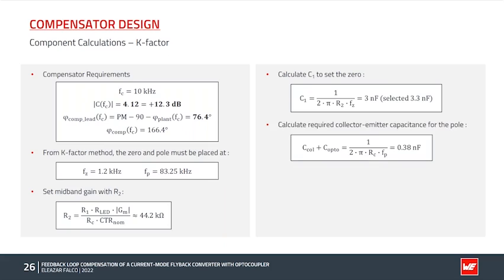The required compensator output capacitance to set the pole at 83.25 kHz is 0.38 nanofarad. So if the collector emitter parasitic capacitance of the optocoupler is higher than 0.38 nanofarad, it seems that the pole cannot be set at the target frequency. But what is the optocoupler capacitance and its associated pole frequency in this case? Let's see.